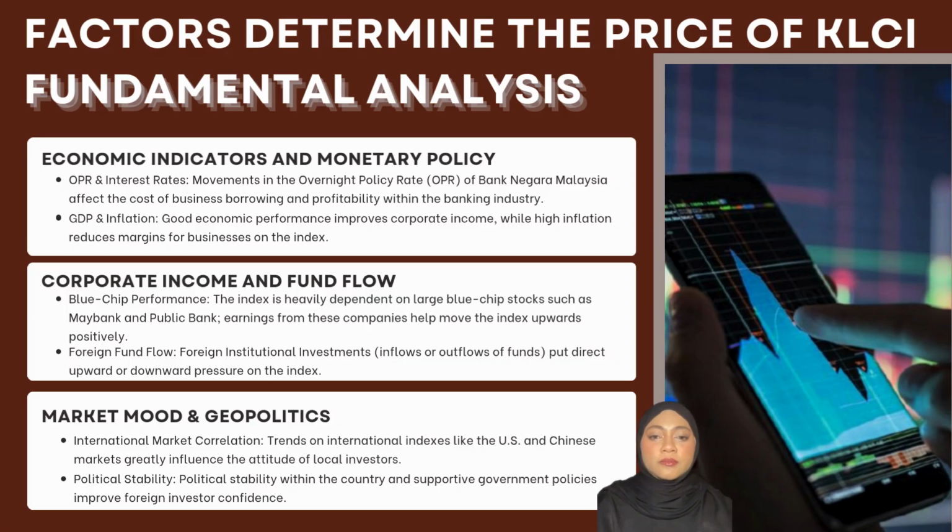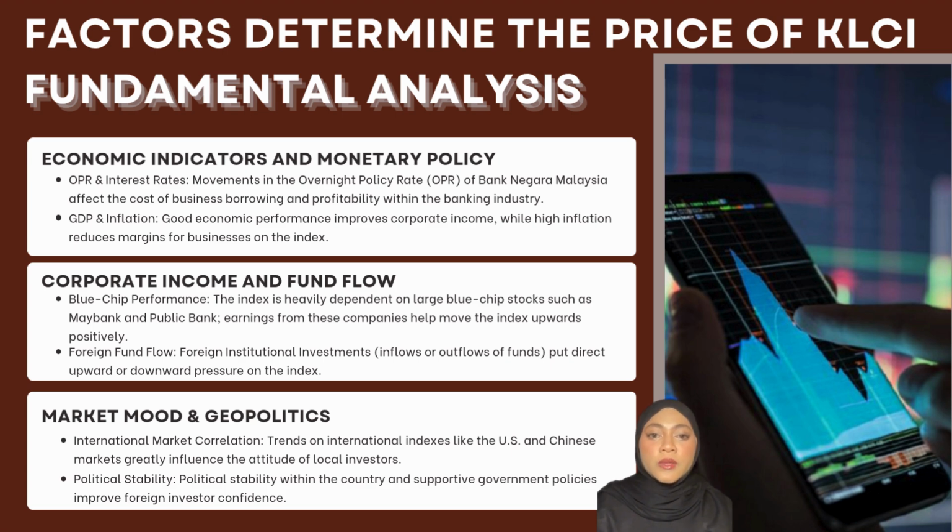GDP and inflation. When the economy is doing great, with high GDP, companies make more money. However, if inflation is too high, it cuts into the profit margins of businesses on the index. The second area is corporate income and fund flow. Blue chip performance: the KLCI index depends heavily on big, stable companies like Maybank and Public Bank. When these companies make good money, they push the whole index up.